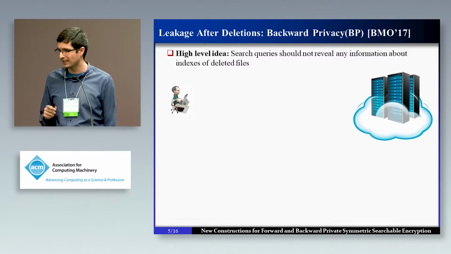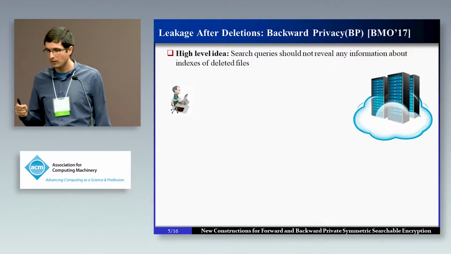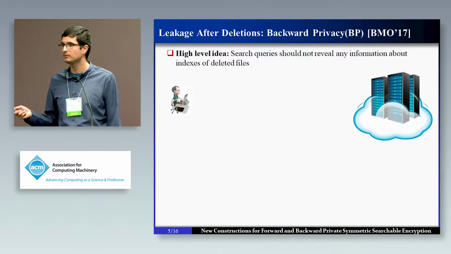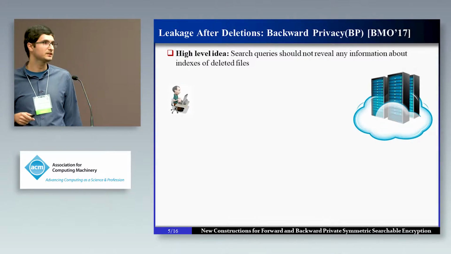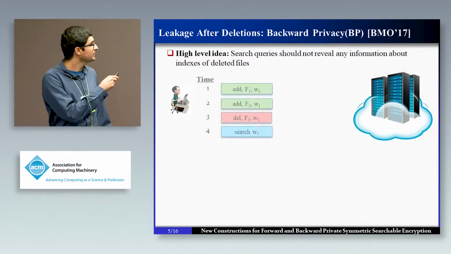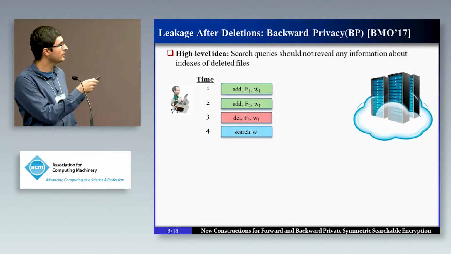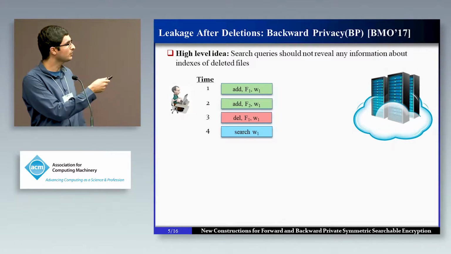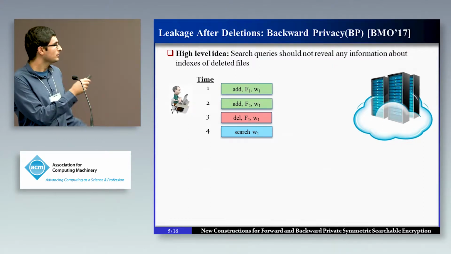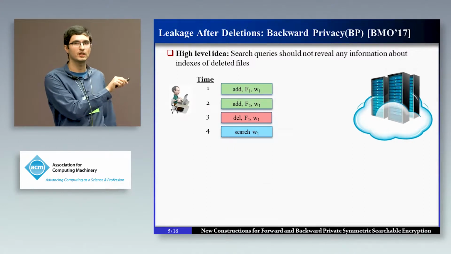There is a different type of leakage that has to do with deletion. At a high level, search queries should not reveal any information about indexes of deleted files. This is captured by the notion of backward privacy, formally defined by Bost et al. in last year's CCS. I will explain it by another example. Consider this sequence of operations. The user first adds keyword W1 to file F1, adds W1 to F2, deletes W1 from F1, and finally searches for keyword W1. The result of the search is F2, and the server at this point should not learn anything about file F1 because it is already deleted.